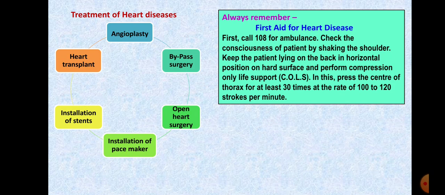And the last one is heart transplant. You might have studied about organ transplant. So like any other organ of the body, the heart can also be transplanted. It is a surgery in which the diseased heart of the patient is removed and a healthy heart from the donor person is transplanted in the patient's body. So these are the different types of treatments of the heart diseases.